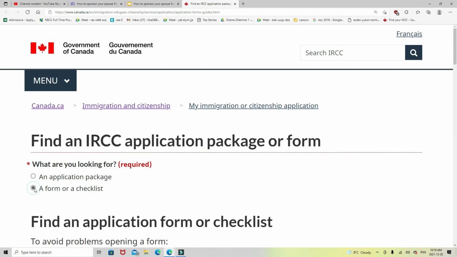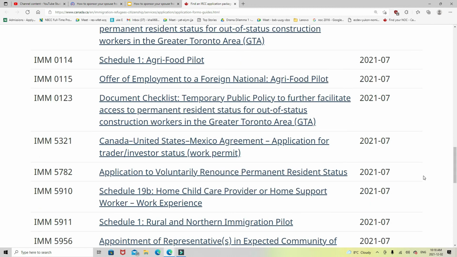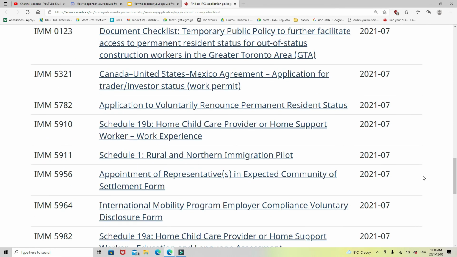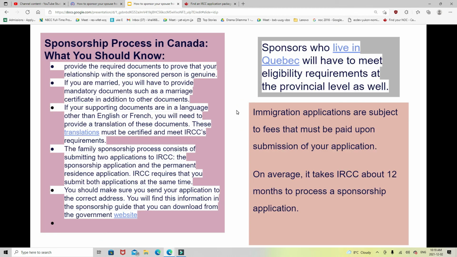Suppose a form, you can find anything here, or updated applications. Applications must be updated. If you use old versions, then you will miss a lot of information which is required by IRCC, and your application can be returned to you. Sponsors who live in Quebec will have to meet eligibility requirements at the provincial level as well. They have their own requirements, the Quebec province, so please go and check them. If you are living in Quebec, you must submit your fees along with your applications.